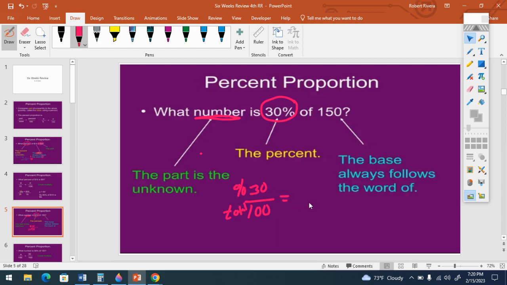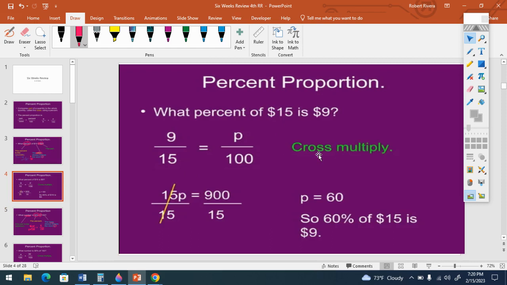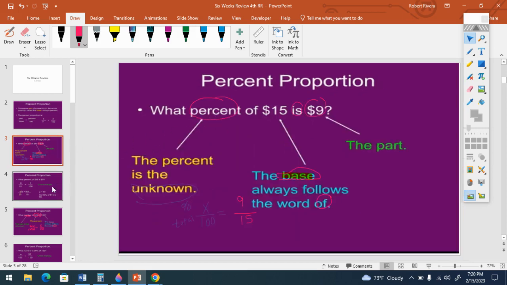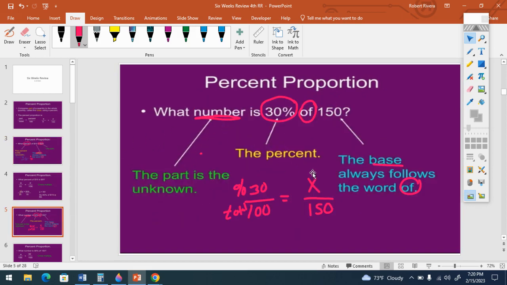Okay. The word of, that's usually your base, which means the other total, 150. And then this time we don't know the number, the part of the 150. That's what they want. And then you do your cross products, 15 times X or 15 times P, and then 9 times 100 divided by 15, and you'll find it again. Like I said, in this case the unknown was the percent. In this case, the unknown was the part.